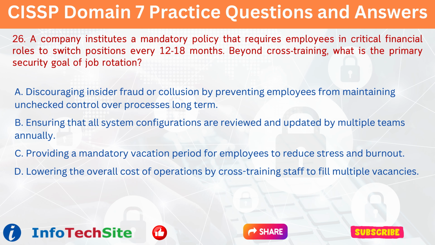26. A company institutes a mandatory policy that requires employees in critical financial roles to switch positions every 12 to 18 months. Beyond cross-training, what is the primary security goal of job rotation? A. Discouraging insider fraud or collusion by preventing employees from maintaining unchecked control over processes long-term. B. Ensuring that all system configurations are reviewed and updated by multiple teams annually. C. Providing a mandatory vacation period for employees to reduce stress and burnout. D. Lowering the overall cost of operations by cross-training staff to fill multiple vacancies.